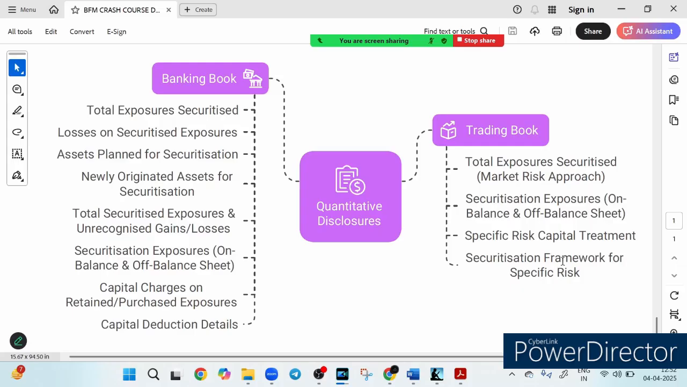So the question is, why does disclosure matter? Because securitization, when managed well, enhances liquidity, reduces risk and improves capital efficiency. But if risks are not properly disclosed, it can lead to major financial instability. So clear, detailed disclosure helps regulators, investors and the public understand the bank's risk exposure, ensuring a safer and more stable system.